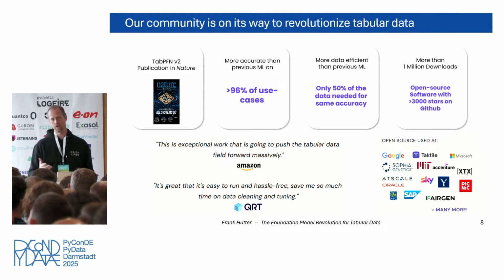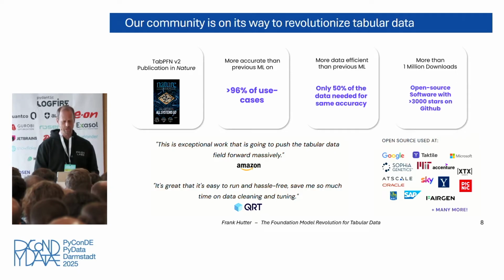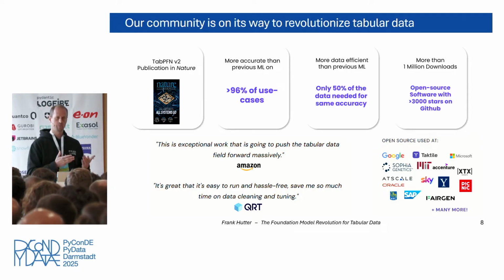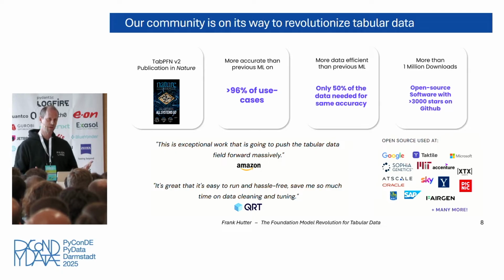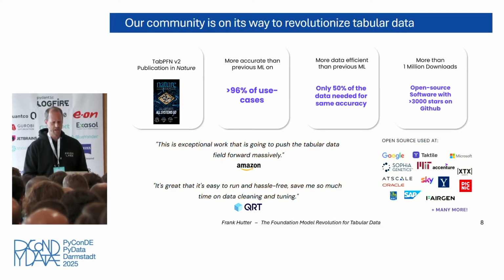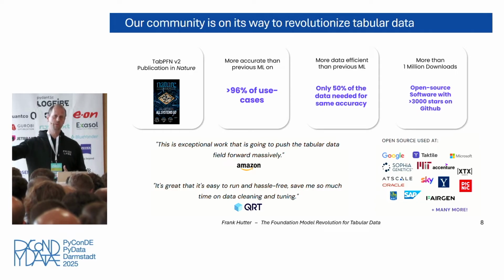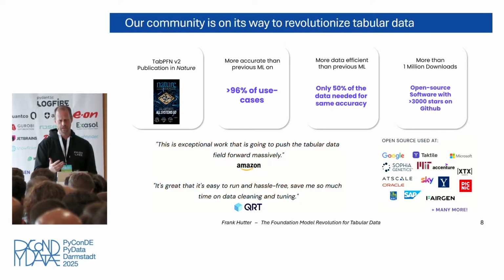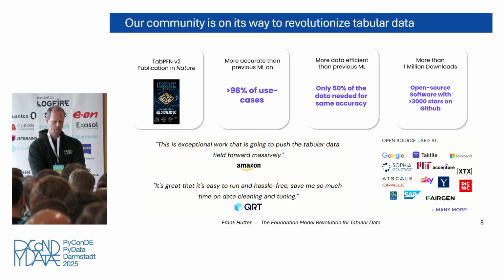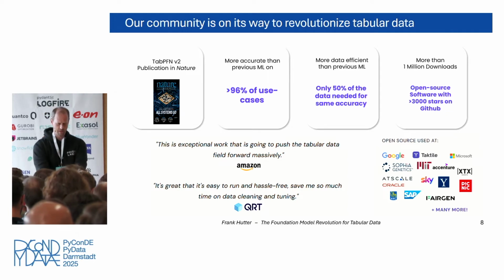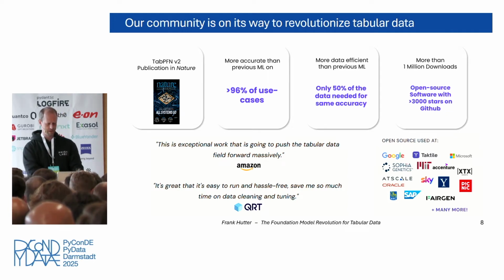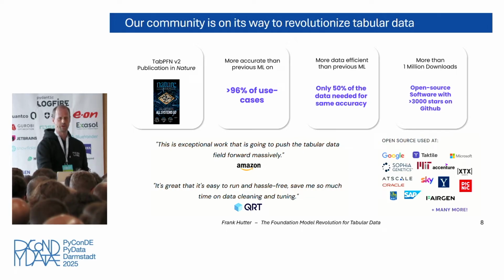So we published a paper in Nature magazine on TabPFN v2 that is more accurate than previous machine learning methods like XGBoost, CatBoost, et cetera, on 96% of the use cases. It's more data efficient than previous methods, only needing 50% of the data to get to the same performance that previous methods got with 100% of the data. And we open sourced this. There are already over 1 million downloads on PyPI. Our open source has over 3,000 stars on GitHub and is used by a lot of different companies, and many companies have nice things to say about it.